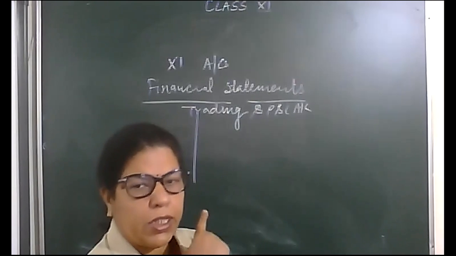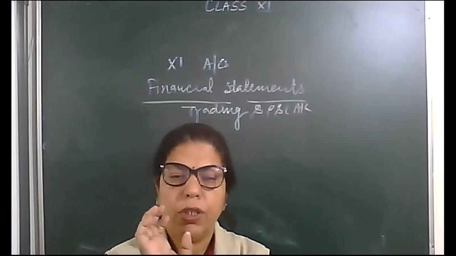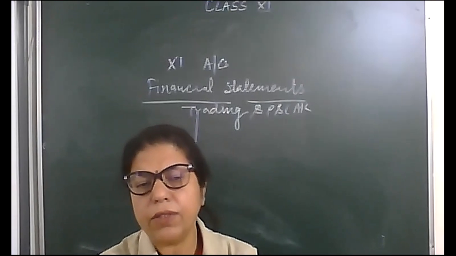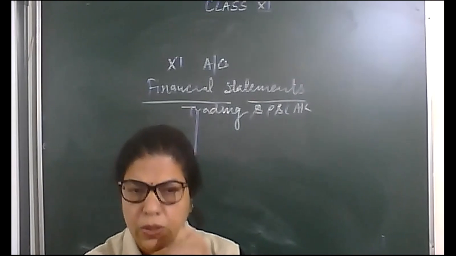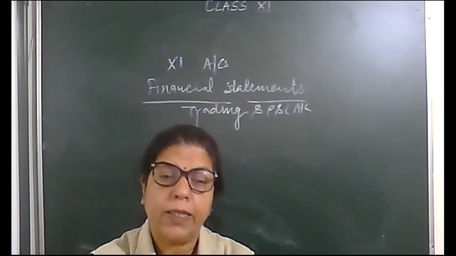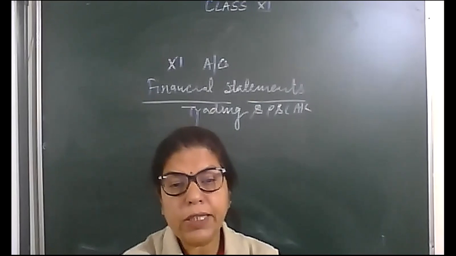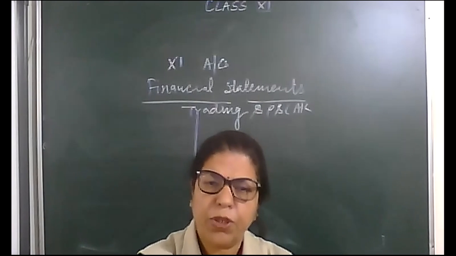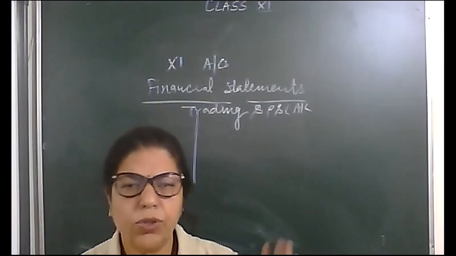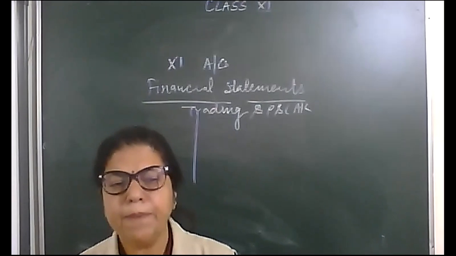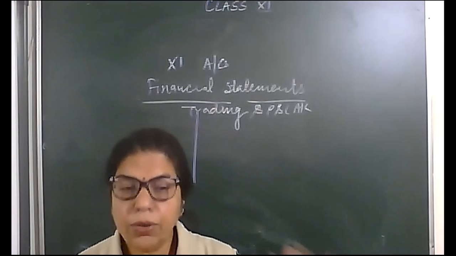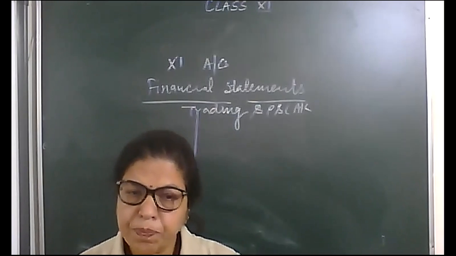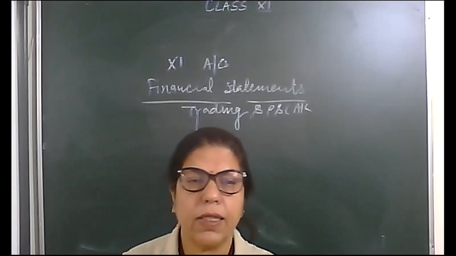So these two statements are prepared for knowing the profitability. With that, we can prepare one balance sheet also. That is also a financial statement which shows the financial position of the business, assets and liabilities. So you can see the previous videos. In those videos I already explained the theory part, what items are included, how to calculate gross profit and gross loss, net profit and net loss, how to fill all the assets and liabilities in the balance sheet.